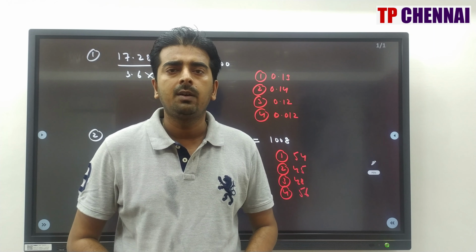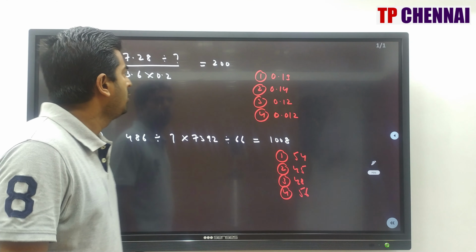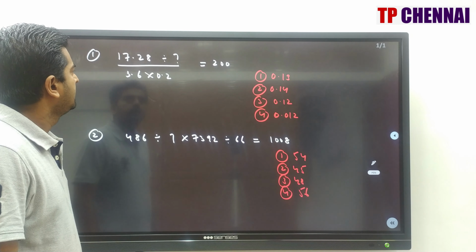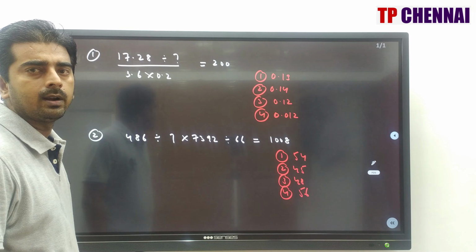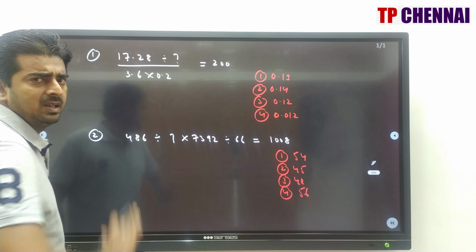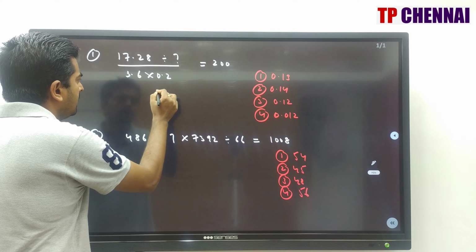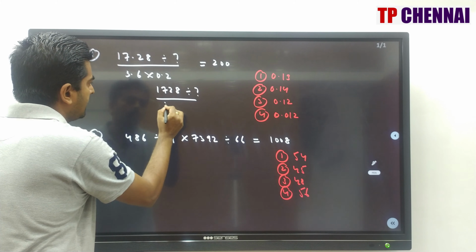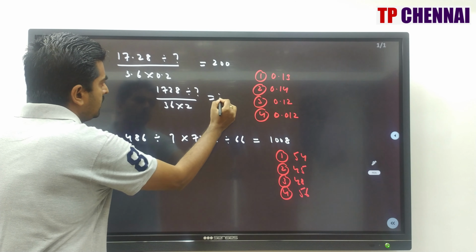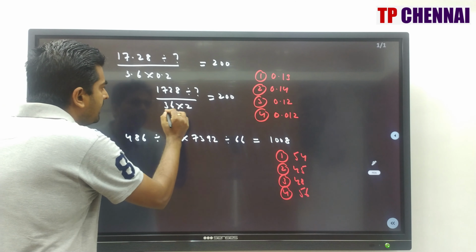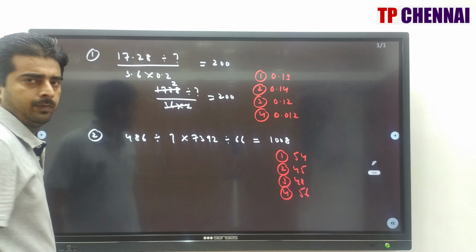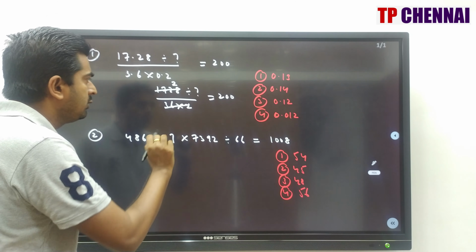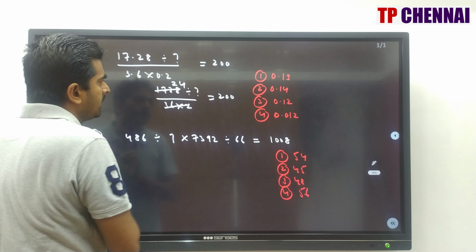So first two questions I have written, simplification, here on the board. 17.28 divided by question mark, divided by 3.6 into 0.2 is equal to 200. So forget about decimal first, right? Whole number as it is. 1728 divided by question mark divided by 36 into 2 is equal to 200, right? 72 2 times 144, remainder is 28. 172 minus 144 is 28.